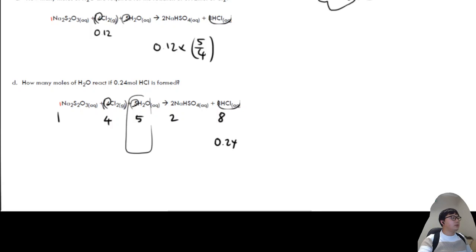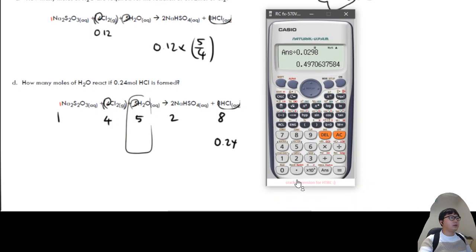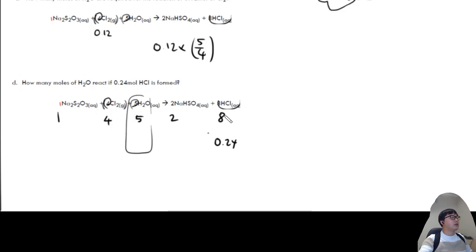Yep, I think so. So 0.15. Yep. So all you've got to do is just 0.24 divided by 8 times by 5, right? So that's equal to 0.15. Okay, so that's the end of that question.